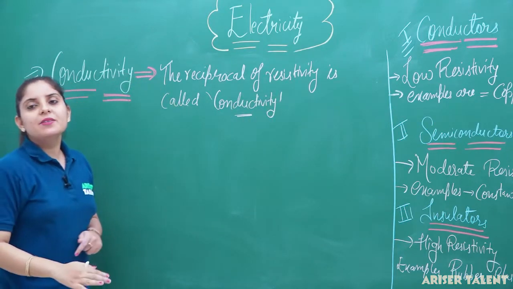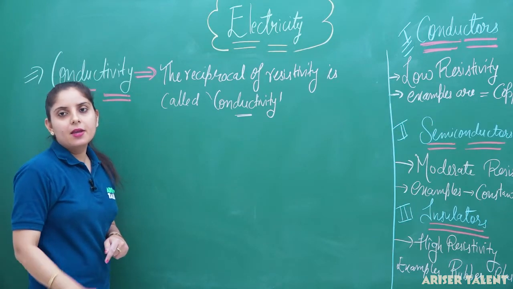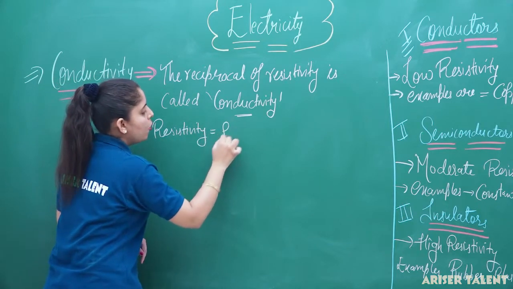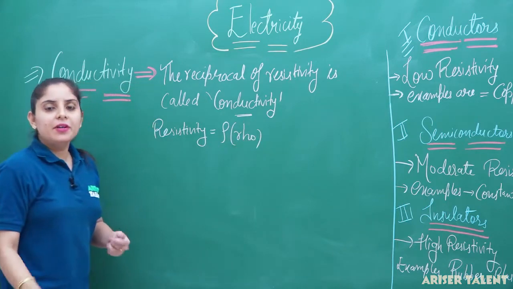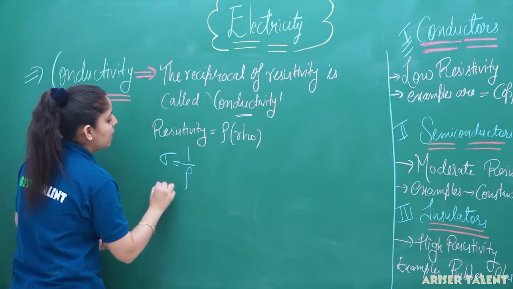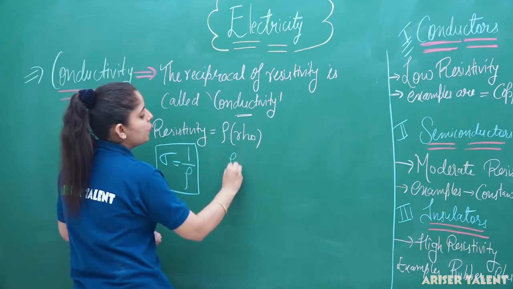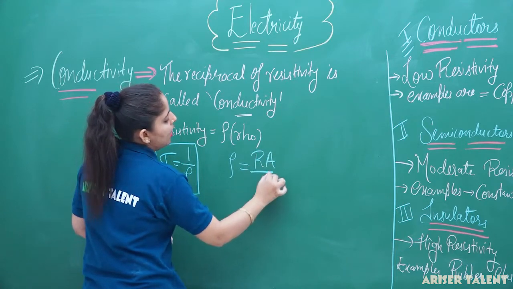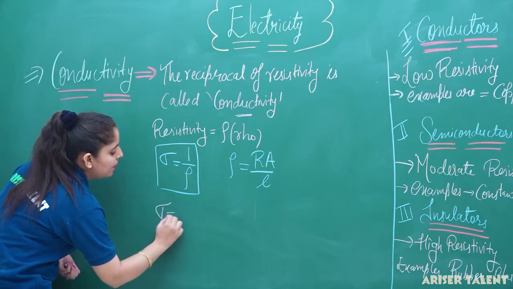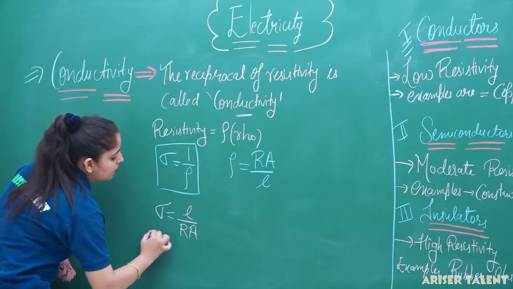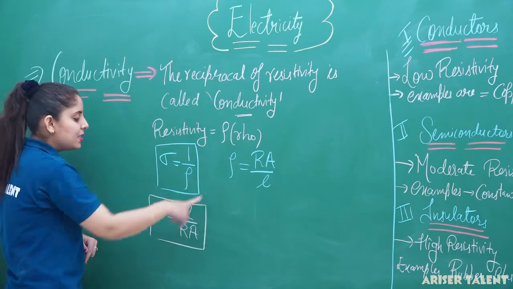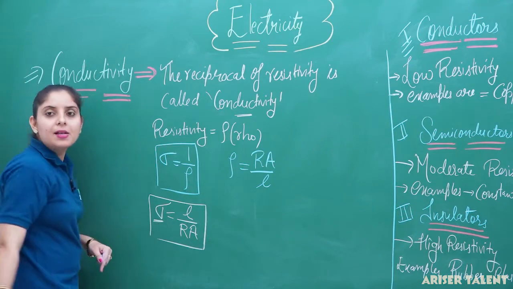The term which is the reciprocal of resistivity, what will we call it? We will call it conductivity. Now, resistivity is denoted by rho, this is called rho. But conductivity is denoted by sigma. This is sigma and it is equal to 1 upon rho. Now, what was the formula for rho? RA by L. So if we just invert this formula, it means sigma will be equal to L upon RA. This will be the formula. So conductivity is just opposite to that of resistivity. This is our resistivity, this is our conductivity, and it is denoted by the symbol sigma.